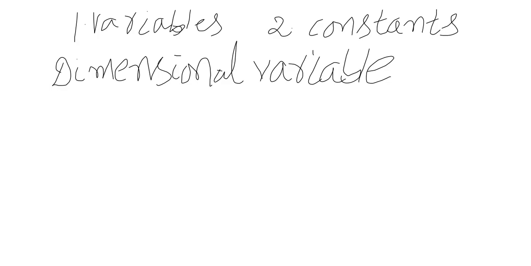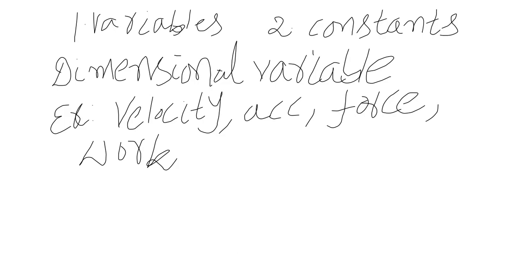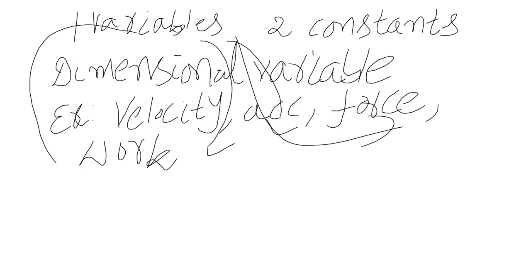In the last class, we discussed the different physical quantities and their dimensional formulas. The physical quantities which have dimensions are called dimensional variables. For example, velocity, acceleration, force, work. Any physical quantity that has dimensions is called a dimensional variable. So velocity, acceleration, force and work are all dimensional variables.